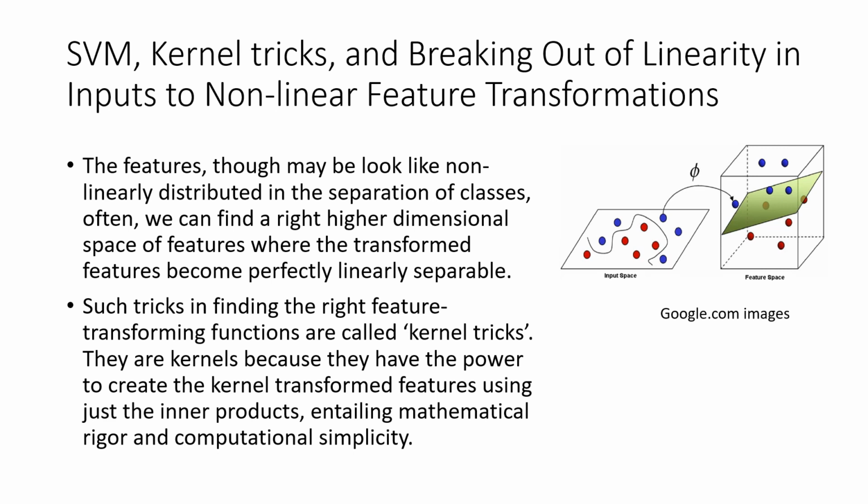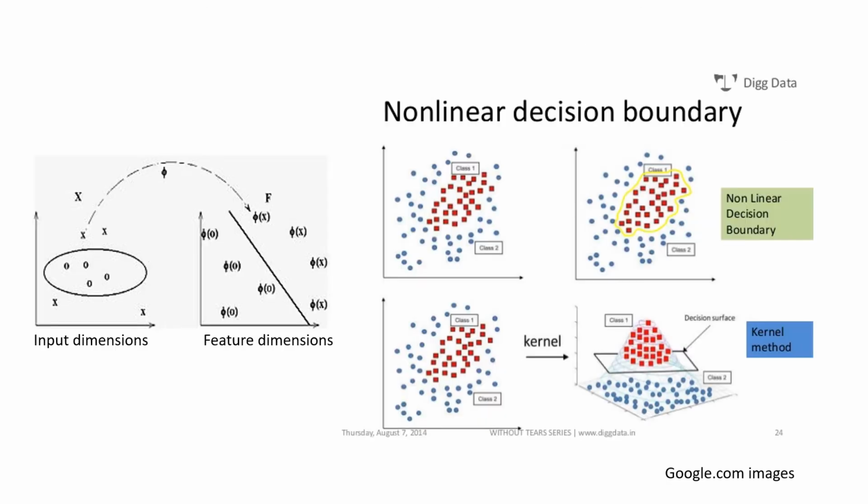So that's the idea. Such tricks and methods are called kernel tricks, and the trick is really finding out this phi function, the nonlinear transformation that helps you lift up the blue points and push down the red points. That's what we are going to do.